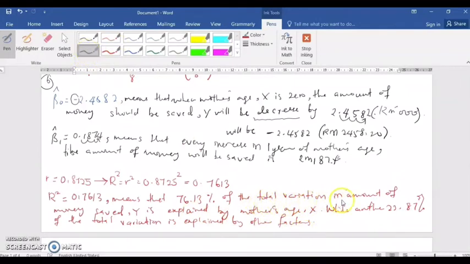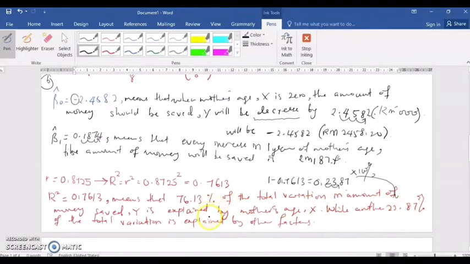So the total variation in the amount of money saved, our Y, is explained by mother's age, which is X, and the other 23.87%, this one we talked about before in example 5. So we have 1 minus 0.7613, then you will get 0.2387. Okay, this one in terms of percentage, you just multiply by 100%. So when you times it with 100%, you will get 23.87%. Okay, that one is for R.